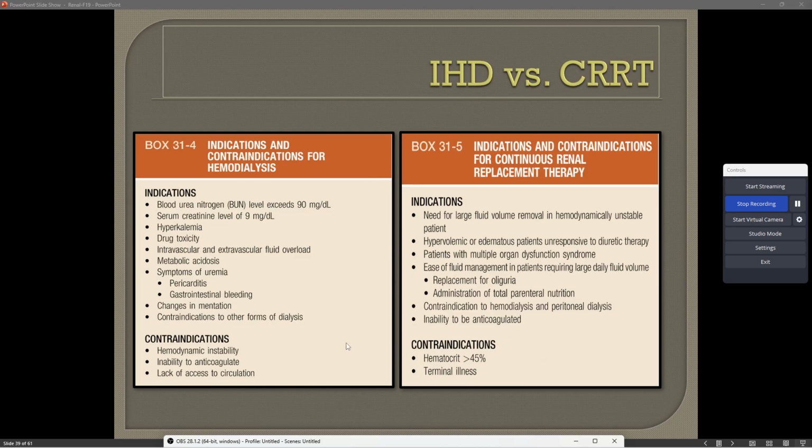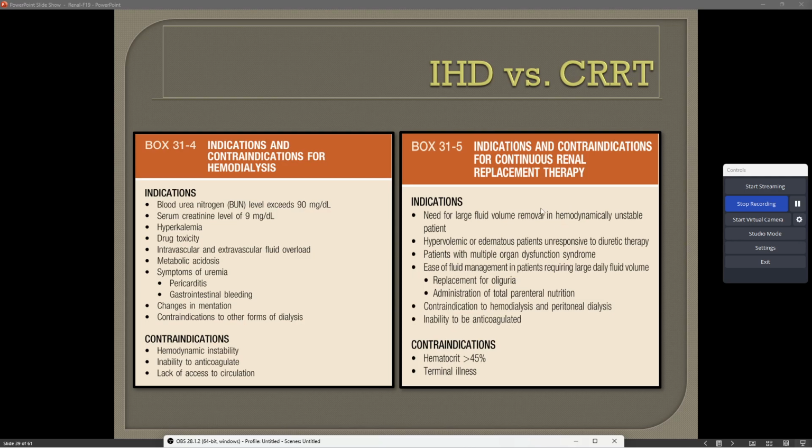Okay, who doesn't get it? Anybody with a hematocrit greater than 45. I cannot explain that one to you. And terminal illness. Okay, I'm going to be real with you. If I had my druthers and I could pick, I would definitely pick CRRT for almost all my critical care patients. The problem is a lot of hospitals don't have access to this.